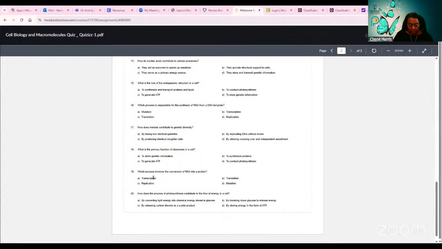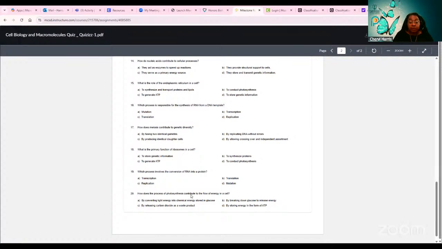All right, 19. The process of converting RNA into a protein. So that's going to be the opposite of the question that we just had. This is going to be our translation. The copying of the information from the DNA is transcribed, and within the RNA, the ribosome, you're going to translate it. Tell the protein, the ribosome, what the DNA said. All right, 20.